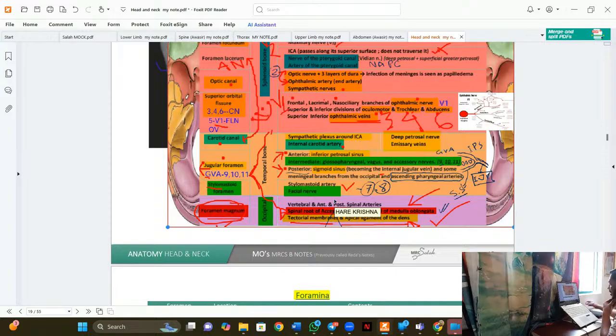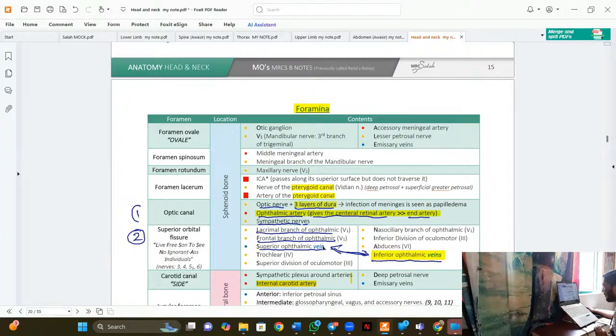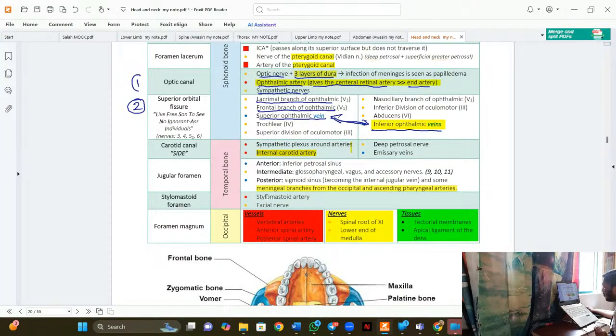And then foramen magnum. It is written nicely in this one. In the foramen magnum, we have vessels: the vertebral artery, anterior spinal artery, and posterior spinal artery. Anterior spinal artery 1, posterior spinal artery 2, total 3.